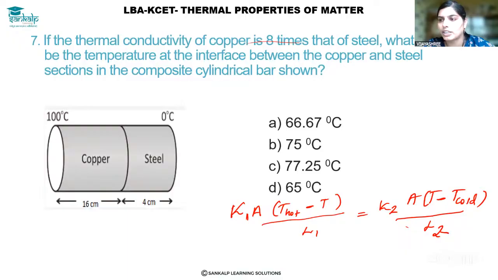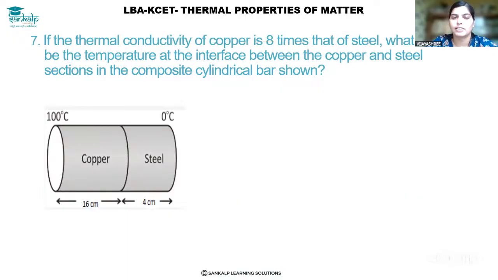What is K1 here? It is the thermal conductivity of copper. Thermal conductivity of copper K1 is 8 times K, as given. Then the thermal conductivity of steel K2 is K.